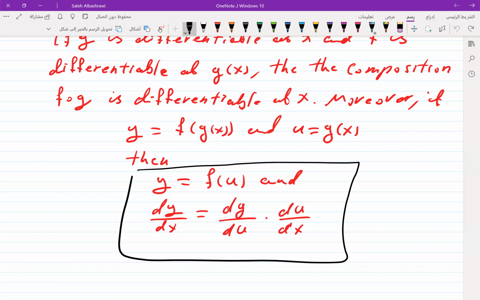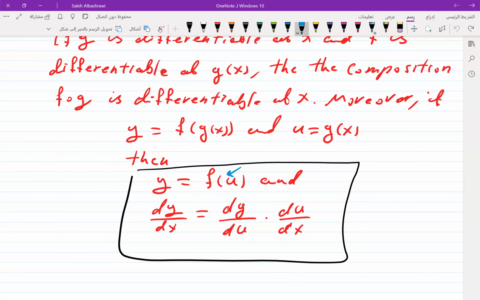So the chain rule is speaking about the composition of two functions. We are speaking about a function inside another function, or composite with another function, or maybe we can say in general nested functions. So the derivative of f composite g, or derivative of f of g of x, equal to dy by dx, which is equal to dy by du, taking the first variable, and that variable also is a function of x.